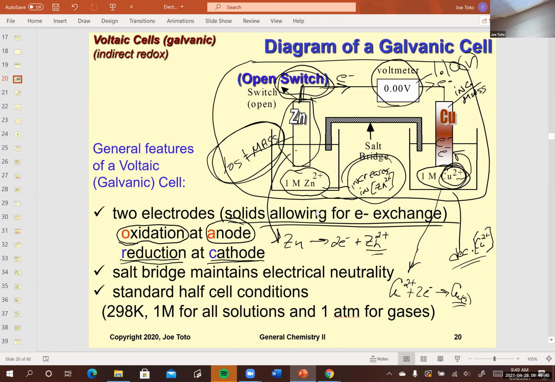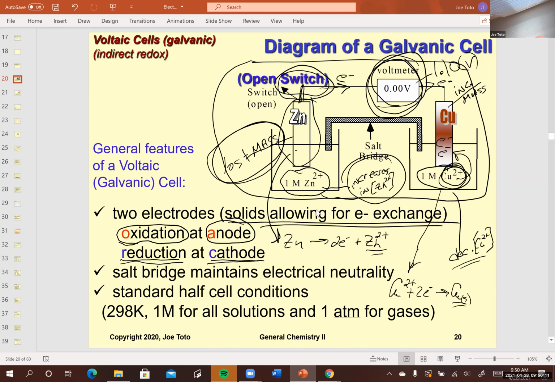And like we said, the zinc loses mass. Now, once we put that wire in there, we don't have to put a voltmeter in there. We could put a light bulb, or we could put a little motor or something like that and tap into this free energy.